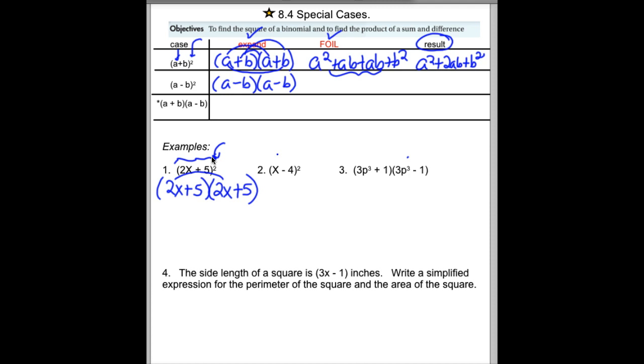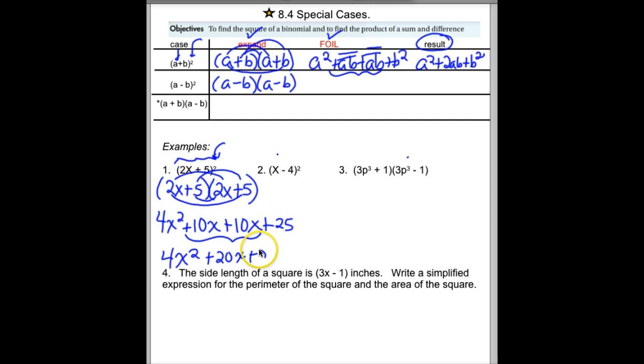So first is 2x times 2x, which is 4x squared. Outside is 2x times 5, or 10x. Inside is 5 times 2x, which is another 10x. That's what's in the pattern here where we're getting that same thing twice. And my last is 5 times 5, or 25. And then I'm going to lump these together, combine like terms, and I get 4x squared plus 20x plus 25. I think it's safest just to do it that way. Just expand, FOIL, combine like terms.